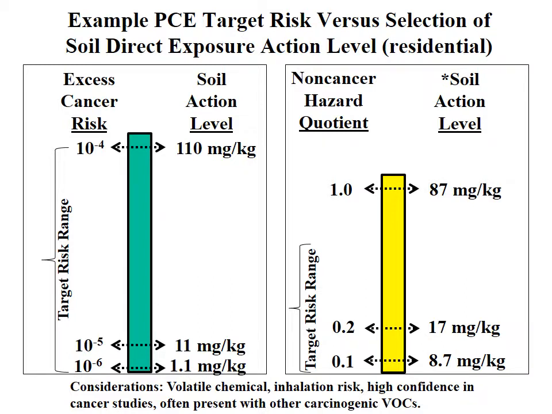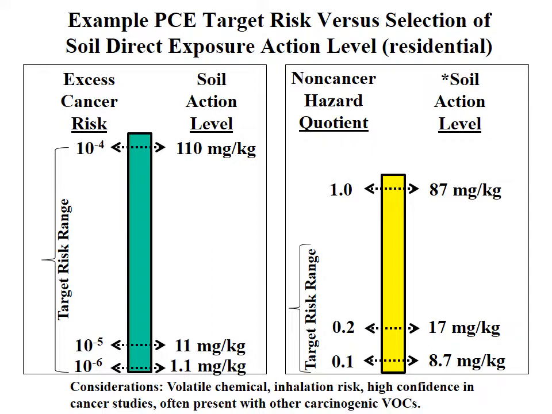So this is an example of a PCE target risk versus the selection of the direct soil direct exposure action level in a residential scenario. On the left we have cancer-based screening levels. On the right we have the range of potential non-cancer based screening levels for PCE in soil. From a cancer risk standpoint, the maximum target risk we would ever want to use for a chemical to develop an action level is 10 to the minus 4, and in the case of PCE in residential soil this equates to a concentration of 110 milligrams per kilogram.